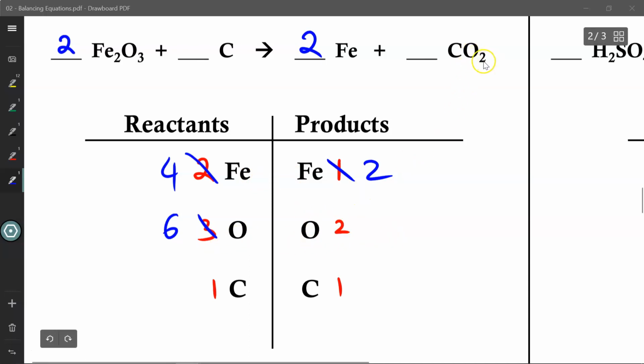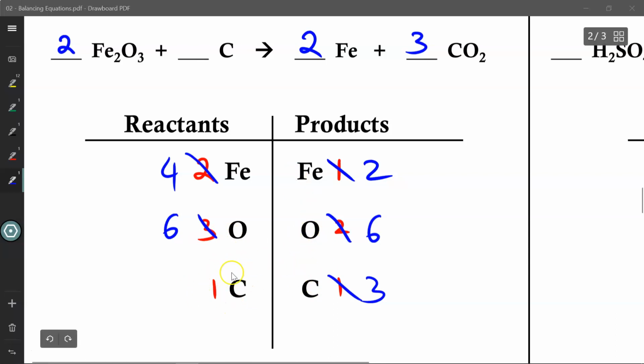So again, I can't play with the subscript, I can only play with the number in the front. What can I put in front of here to get 6 oxygens? Well, the answer is 3. 3 times C equals 3 carbons, and 3 times 2 is 6 oxygens. Now I've really messed up my irons, really messed up my carbons. It feels like it's not worth it, but don't fret, it is fine.